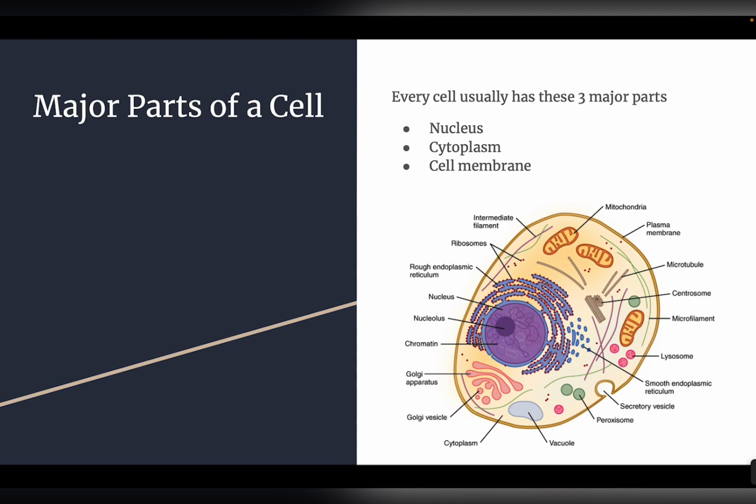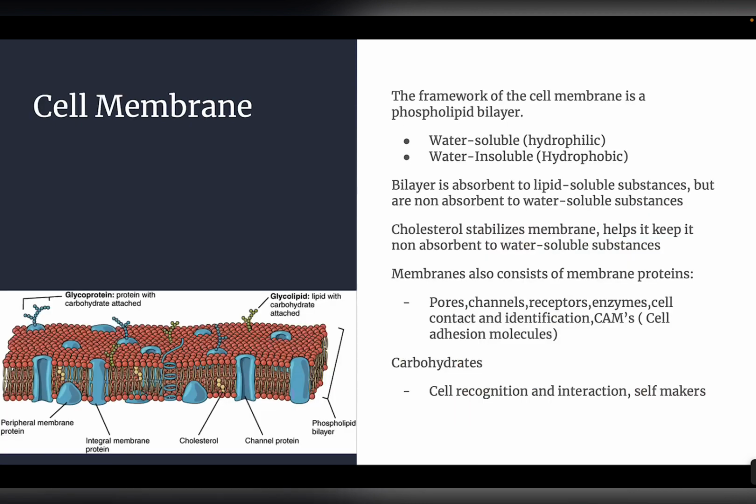So, the major parts of a cell are the nucleus, cytoplasm, and cell membrane. Usually, every cell contains these three major parts.